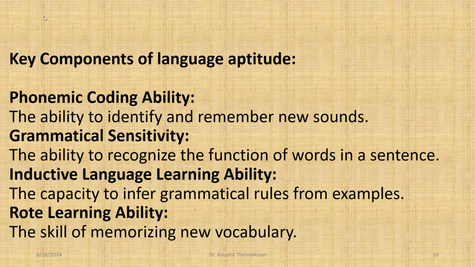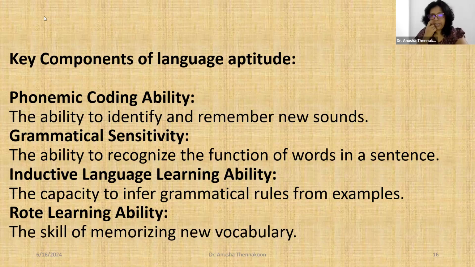Okay, so these are some key components of language aptitude. Phonemic coding ability means the ability to identify and remember new sounds. Some students actually have this. When they hear a new sound, they can remember it very well. At the same time, there are students who, even though they hear a new sound again and again, will not remember it.